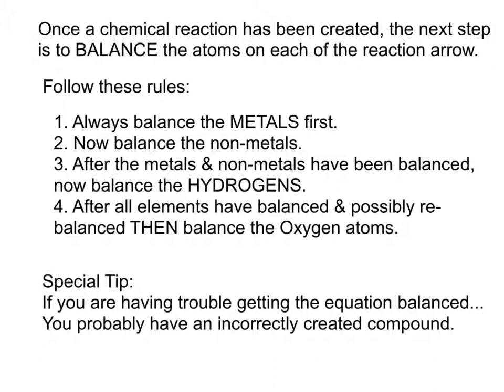Now, the non-metals, as we know from the stair step on the periodic table, are the ones on the right side, and everything on the left is the metals. When you balance the non-metals and that changes the metals, then go back and rebalance the metals. After all the metals and non-metals have been balanced and rebalanced, then you will balance the hydrogens. The very last thing you will do is balance the oxygens. If you follow this format, then it should be fairly straightforward. You won't have too many problems.